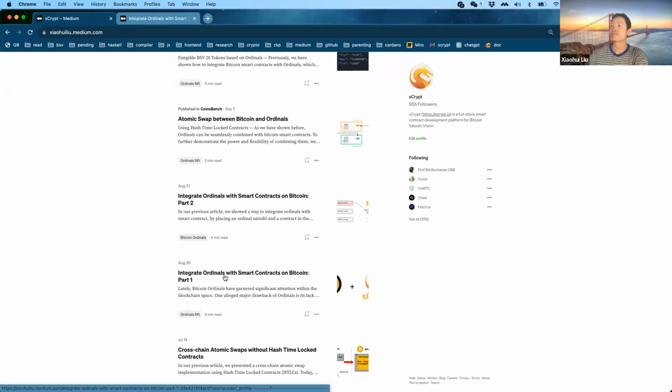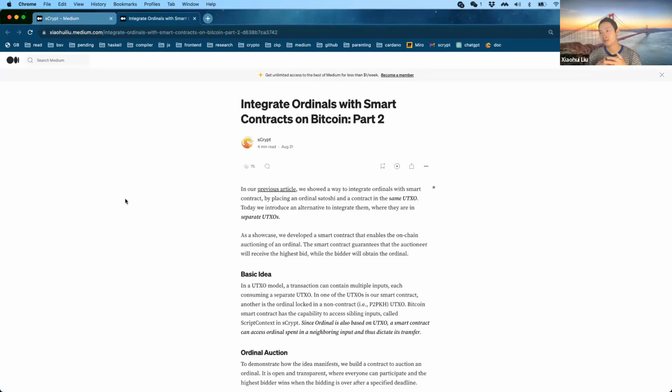So let's look at the second example, which is an auction. We're trying to auction off an ordinal token, or you can represent anything, because it's like any other token. You can represent a piece of art, a piece of music, an article, some JPEG, or whatever that token represents.